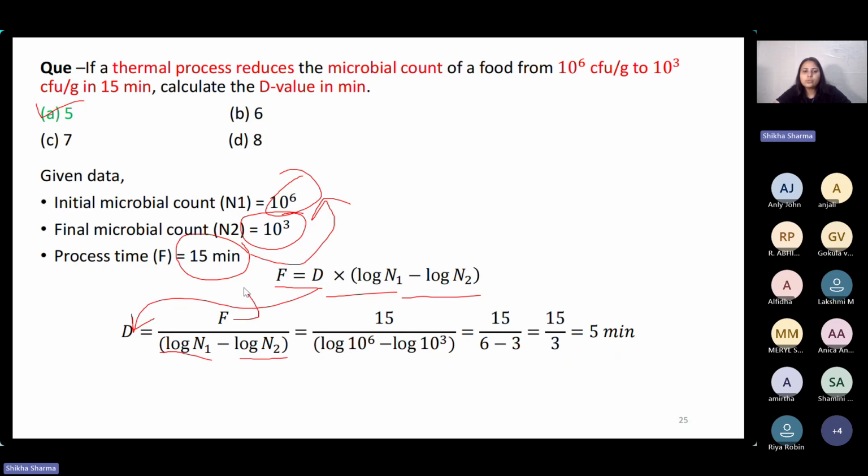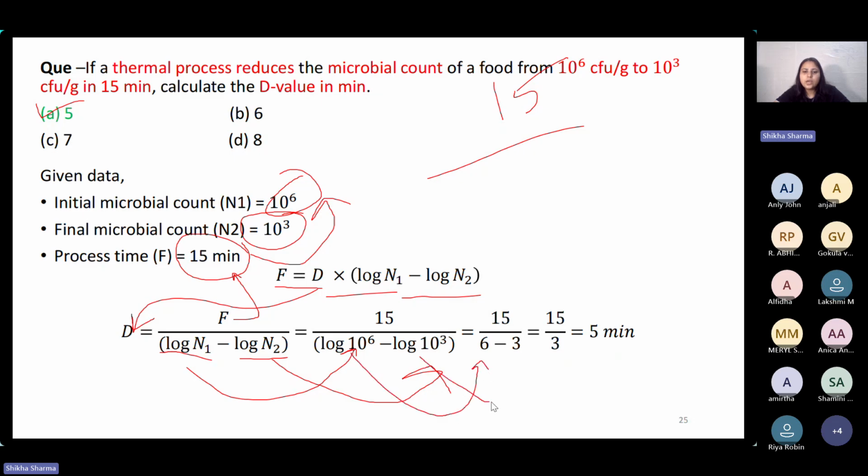So F value is given as 15. So 15 divided by log N1, where N1 is the initial microbial count, 10 to the power 6, and N2 is the final microbial count, which is given in the question as 10 to the power 3. So log 10 to the power 6 minus log 10 to the power 3. Log 10 to the power 6 will be 6, and log 10 to the power 3 will be 3. So 15 divided by 6 minus 3. 6 minus 3 will be 3. So 15 divided by 3 is 5 minutes.